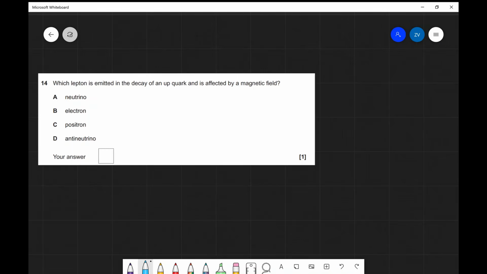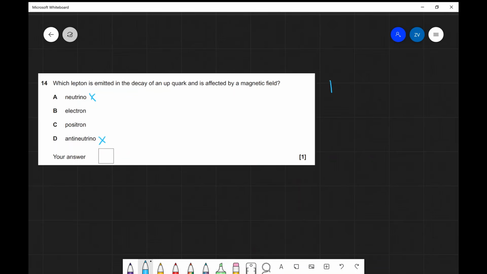Okay guys, question 14. Which lepton is emitted in the decay of an up quark and is affected by a magnetic field? Well, looking at those answers, the neutrino is not affected by a magnetic field, and neither is the antineutrino. So it's not going to be A or D. Those guys have a charge of 0, so they're not going to be affected. Now, is it the electron or is it the positron?